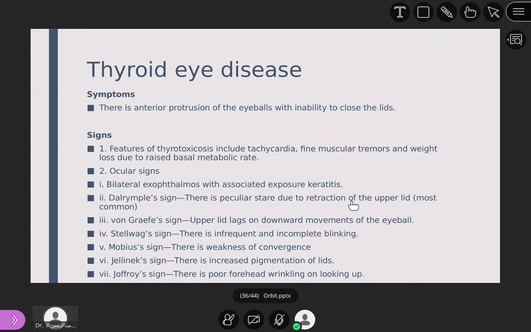Von Graefe's sign, which is lid lag. The upper lid lags on downward movement of the eyeball. Von Graefe's sign is lid lag. Dalrymple's sign is upper lid retraction. So Von Graefe is lid lag: when the patient looks down, the globe will move downward, however the eyelid will not move. This is Von Graefe's sign.